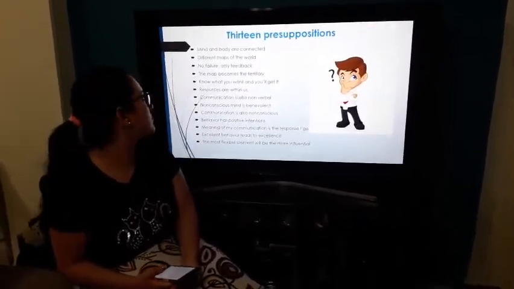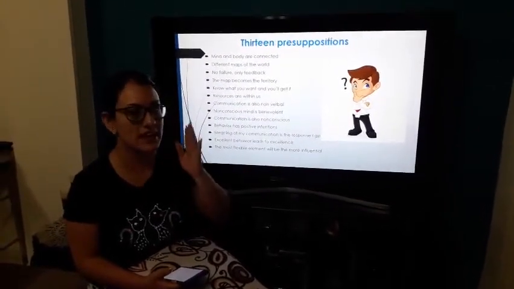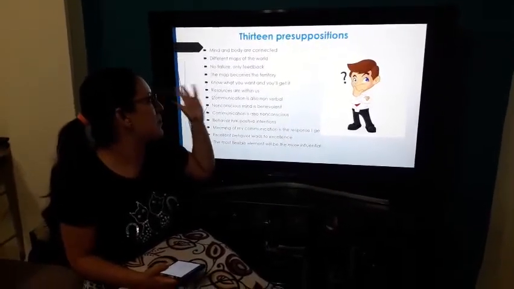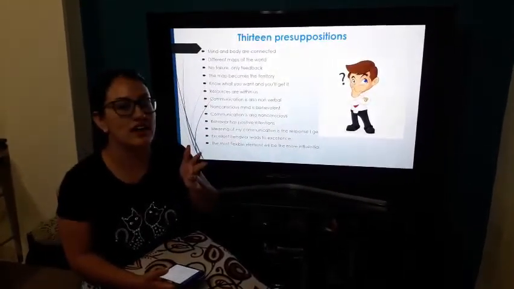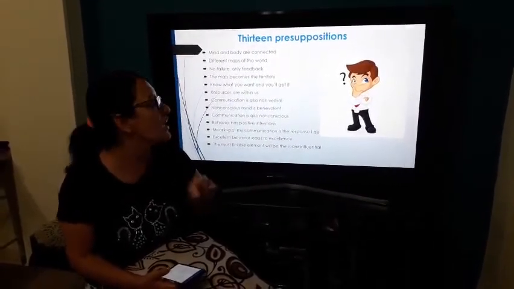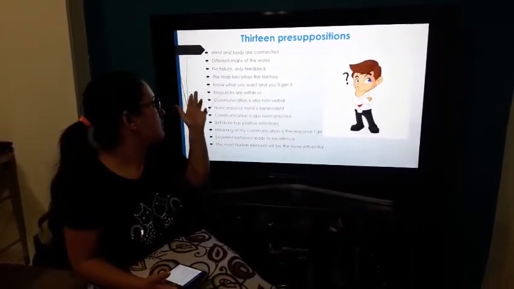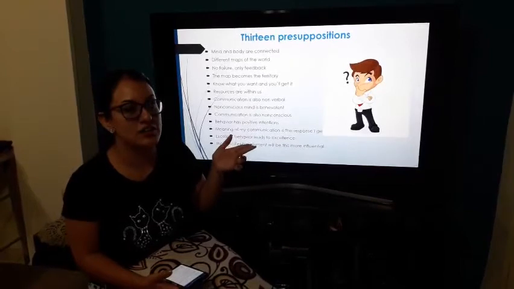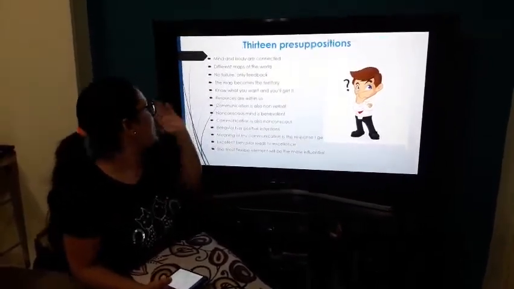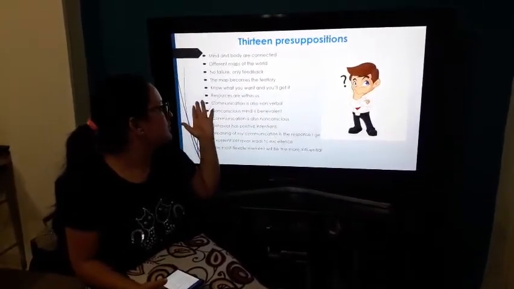The first one is mind and body are connected. It says that they are part of the same system, and one affects the other. The second one says that there are different maps of the world. It says that everyone has different thoughts, beliefs, language, for example, and we have to respect that. The other says that there is no failure, only feedback, and that error is interpreted as an opportunity to improve. The map becomes the territory. Know what you want only until you get it.